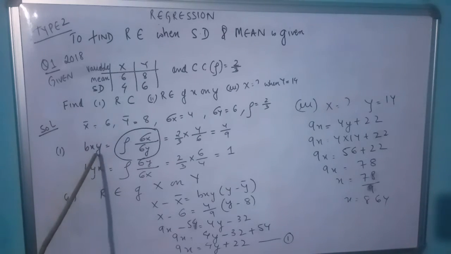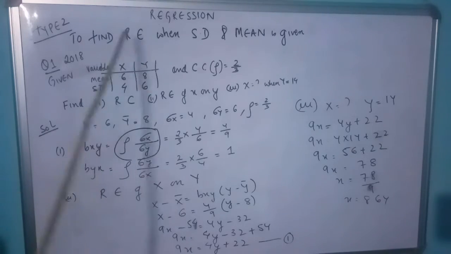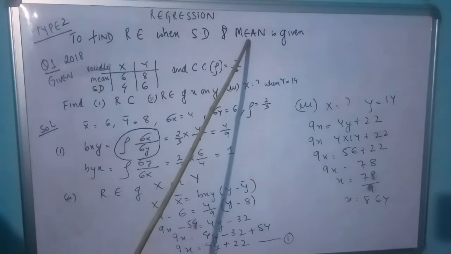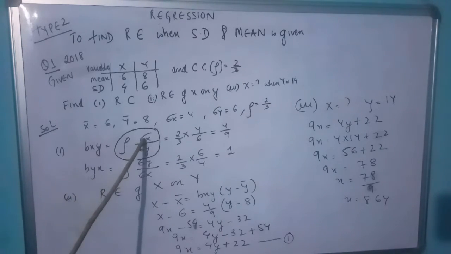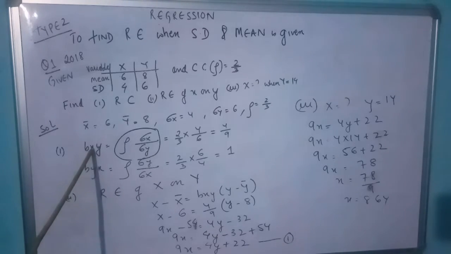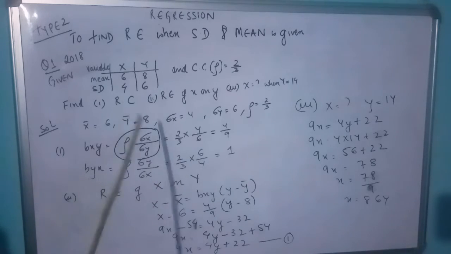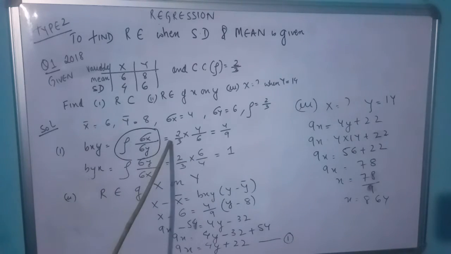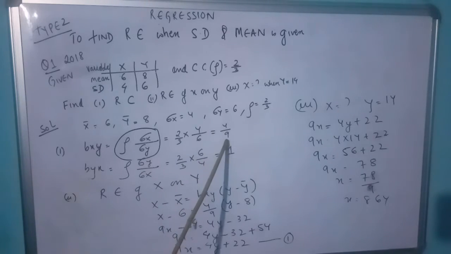The first thing they have asked is regression coefficient. You know the regression coefficients are bxy and byx, but in this case we use a different formula because standard deviation and mean is given. So what is the formula? bxy equal to rho sigma x divided by sigma y. Easy to understand because what's the first variable? X, so sigma x by sigma y. That way you will not forget the formula. So equal to, what is rho? 2 by 3, sigma x is 4 and sigma y is 6. So when you cancel, you get 4 by 9.